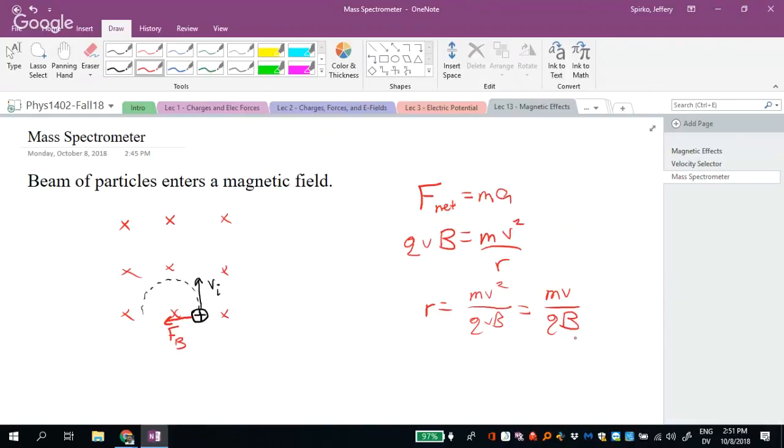Yeah. What was the technical term for that radius? It's the cyclotron radius, I think. Yeah, I think that's the name for it.